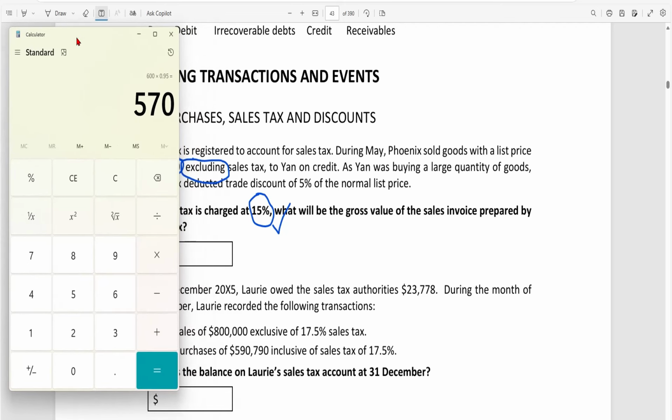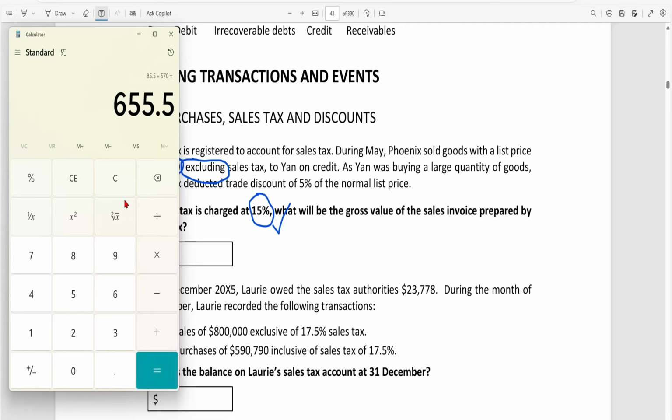So now what you can do is, again, there are two ways to calculate the gross value. You know the sales tax, you can simply multiply by 15%, which will give you the sales tax of 85.5, and you can add this amount to the net price, which is 570, and this will give you a total of 655.5.